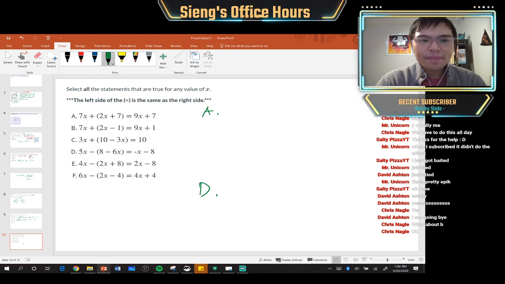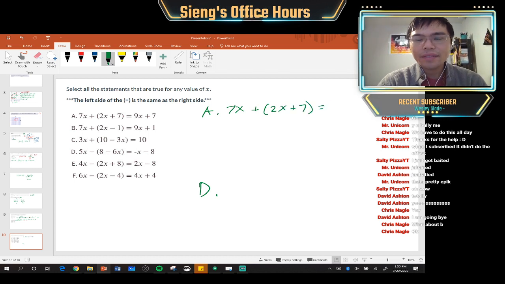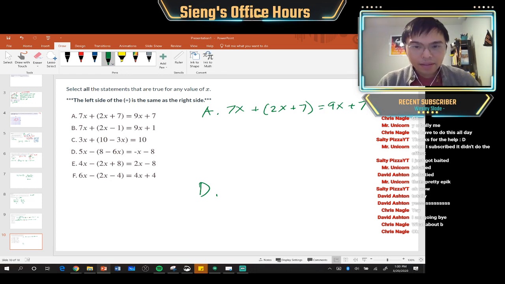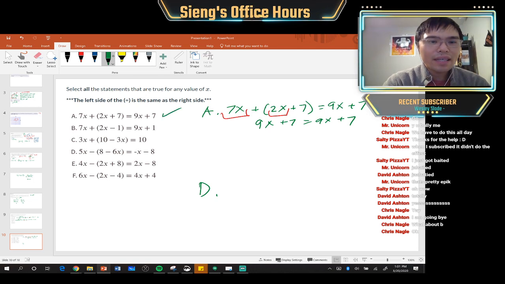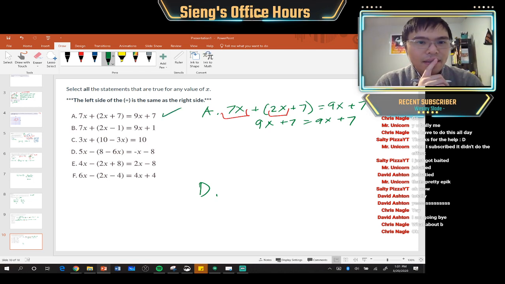But looking at A, I have 7x plus parentheses 2x plus 7 is equal to 9x plus 7. Okay? I can see that 7x and 2x, I can combine those. So that's going to be 9x plus 7 equals 9x plus 7. Because those are equal to each other, we're going to select that one. Okay, that's going to be A.